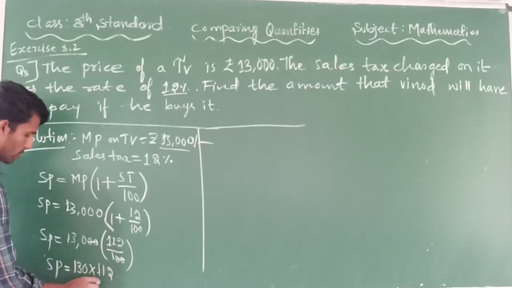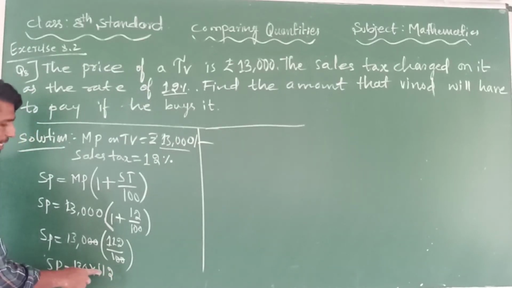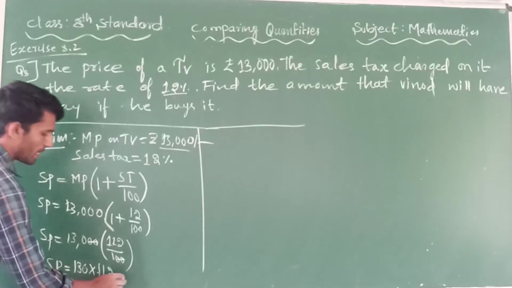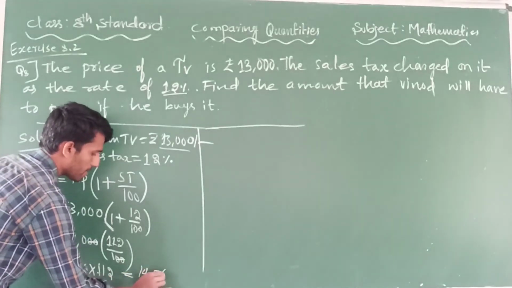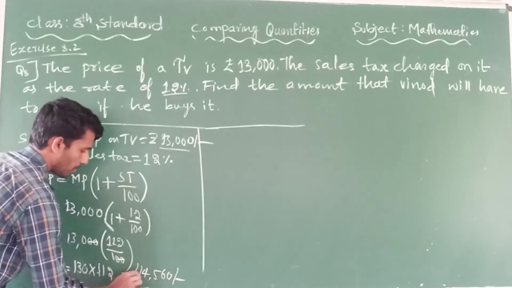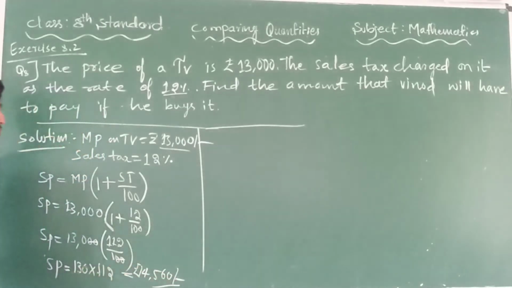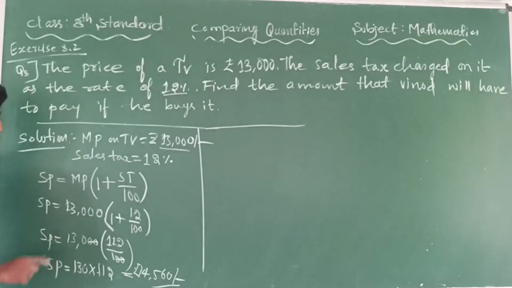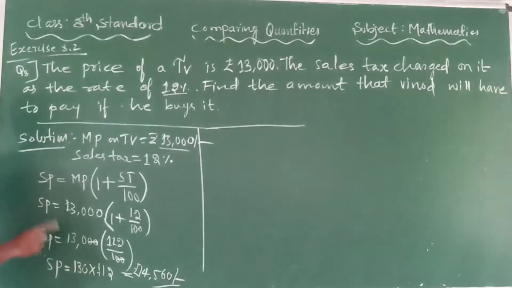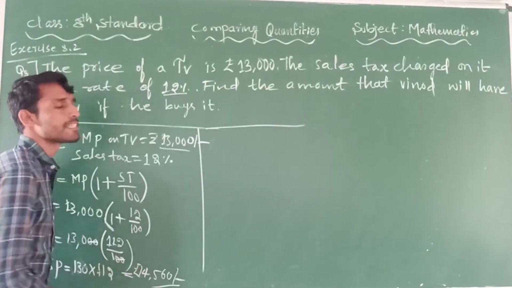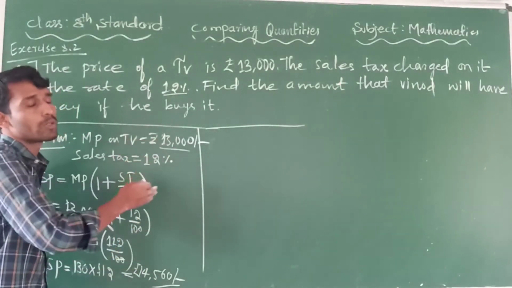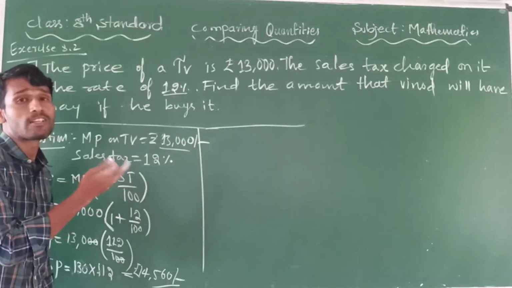112. You multiply this one. 130 into 112, you multiply. When you multiply, you will get 14,560 rupees. In rough, you multiply 130 into 112. I got 14,560 rupees. This has to be paid in the shop.